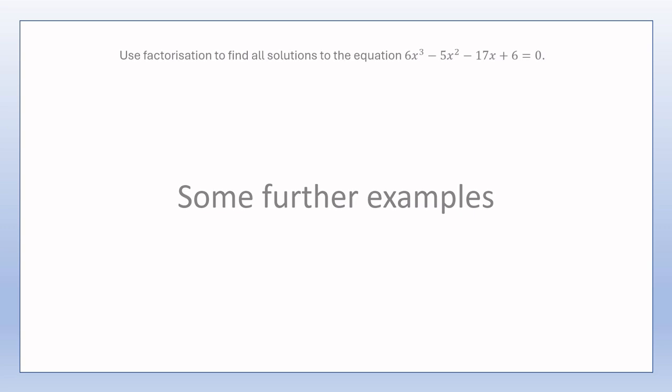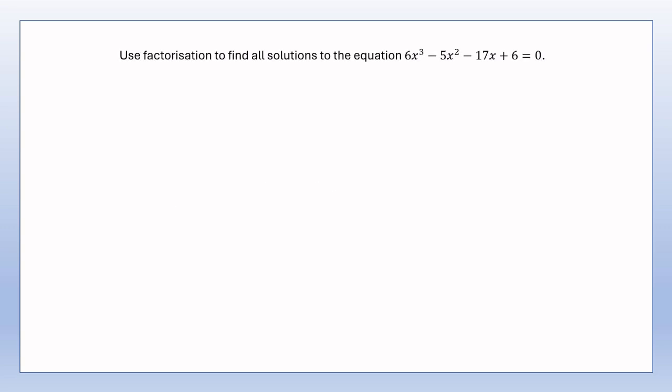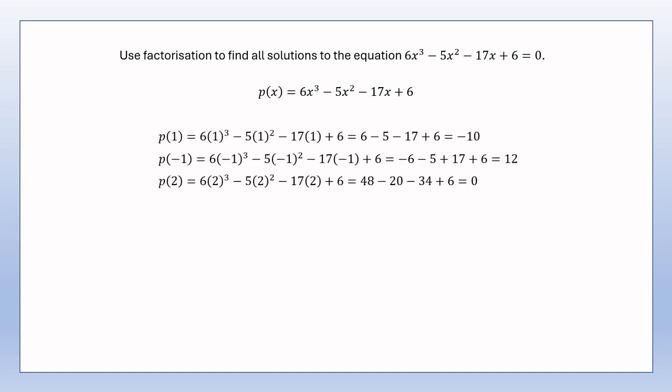So here we go. Use factorization to find all solutions to the equation 6x cubed minus 5x squared minus 17x plus 6 equals 0. And we don't really have much of a choice here about which way to go. We're going to have to use the factor theorem to try to find a factor. So as ever, when using the factor theorem, we look for numbers a such that p of a is equal to 0, where in this case we set p of x equal to 6x cubed minus 5x squared minus 17x plus 6. Just be systematic. Let's try p of 1, which turns out to be minus 10.